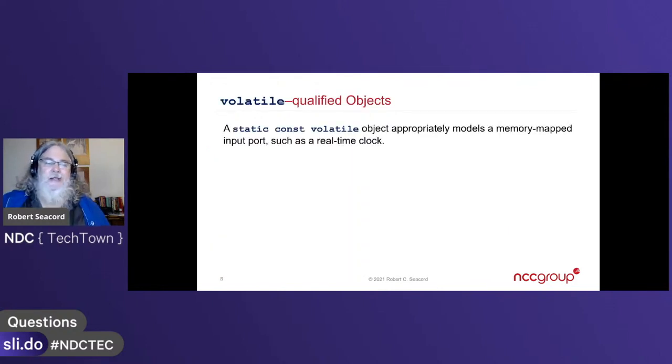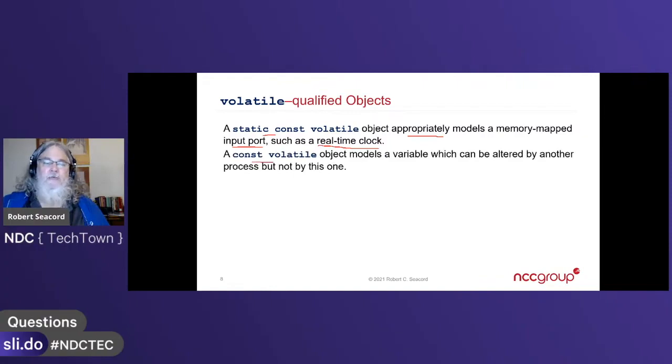So a static const volatile appropriately models a memory mapped input port, such as a real-time clock, right? So you won't write to the clock, but each time you read from the clock, you'll get the current time, for example. A const volatile object can be used to model a variable that can be altered by a different process, but not by the current process.